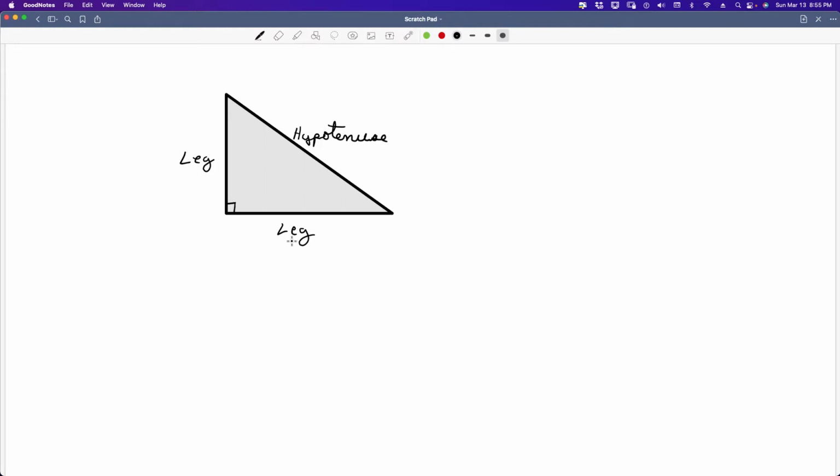In Pythagoras's theorem, he said that if you take the square of one leg and add it to the square of the other leg, it is equal to the square of the hypotenuse. He simplified that equation by calling the legs A and B and the hypotenuse C. So A squared plus B squared is equal to C squared. Let me illustrate how that works.